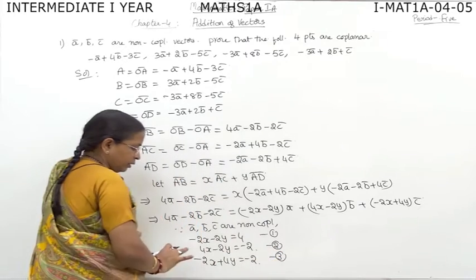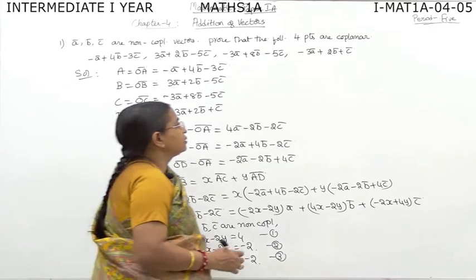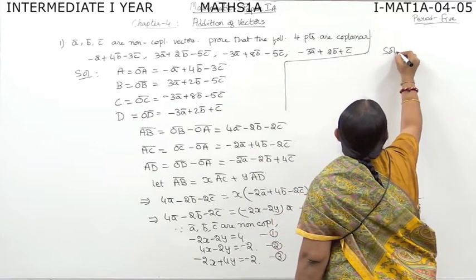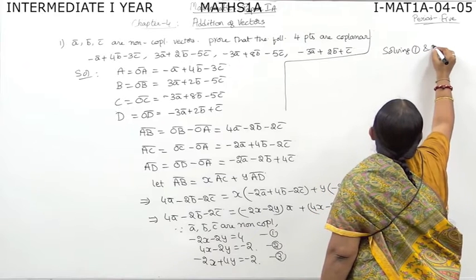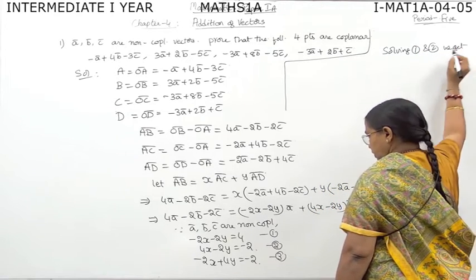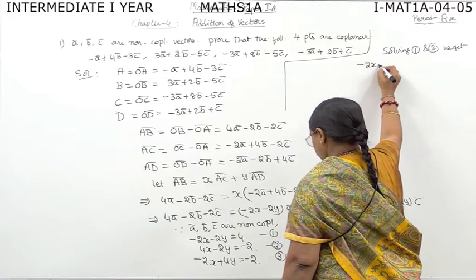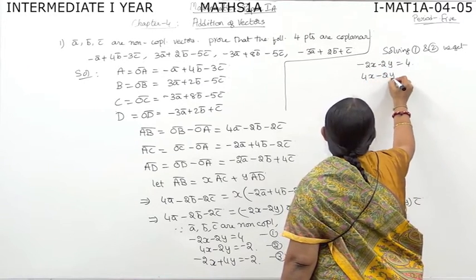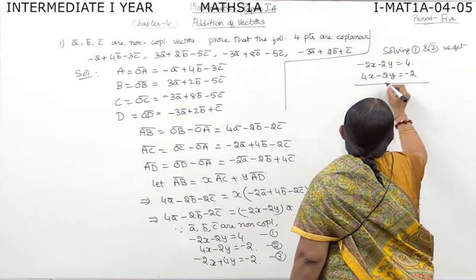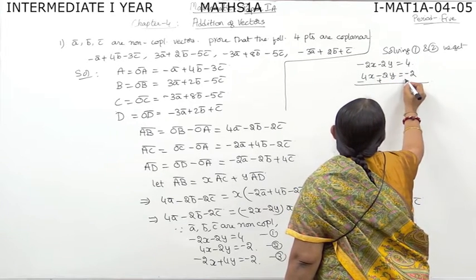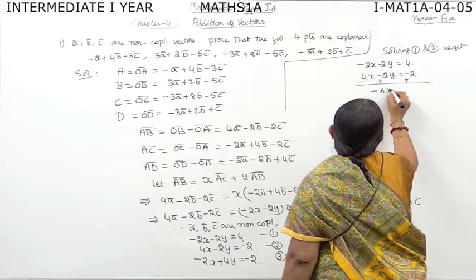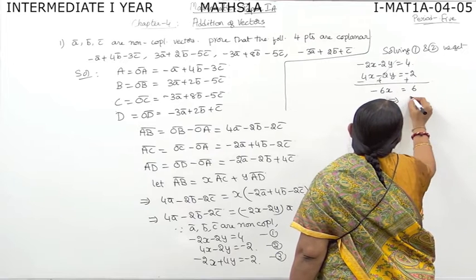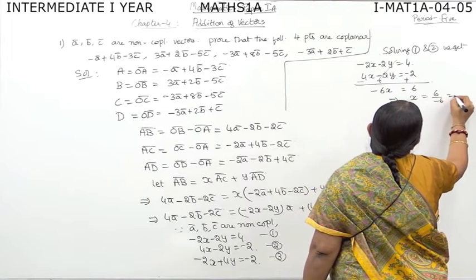Now take any two equations and solve. We'll take 1 and 2. Solving only two equations, you have minus 2x minus 2y is equal to 4 and 4x minus 2y is equal to minus 2. When you subtract, you get minus 6x. These two will get cancelled. So minus 6x is equal to 6. So x is equal to 6 by minus 6, that is minus 1.